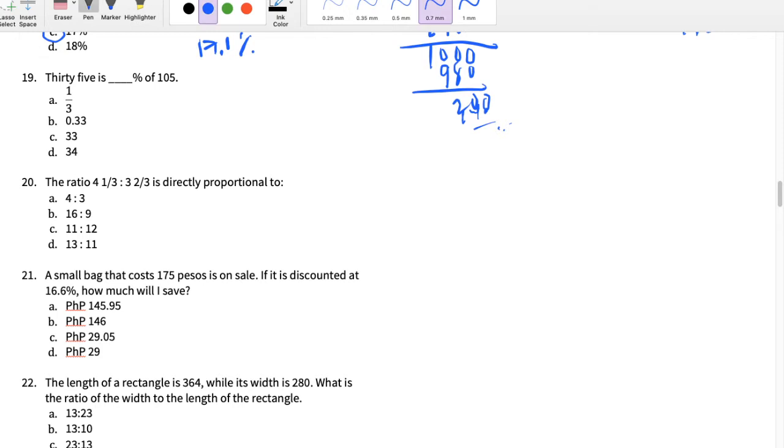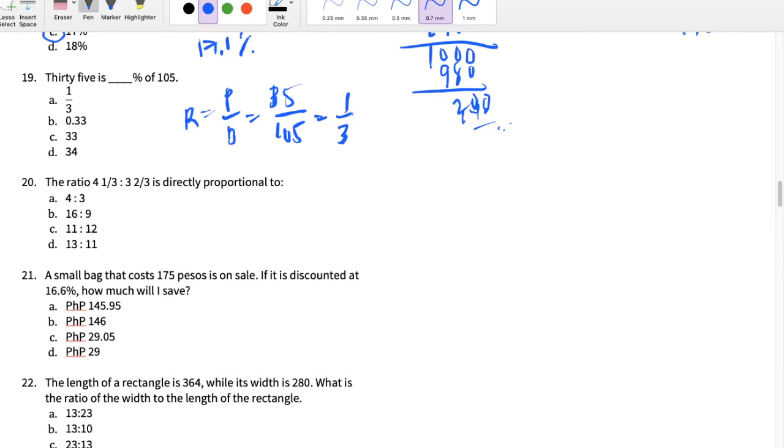Okay, how about number 19? 35 is blank percent of 105. So again, rate na naman dito, we have percentage over base. This is equal to 35 over 105. Okay, so 35 times 3, that's just equal to 105. So this is equal to 1/3.